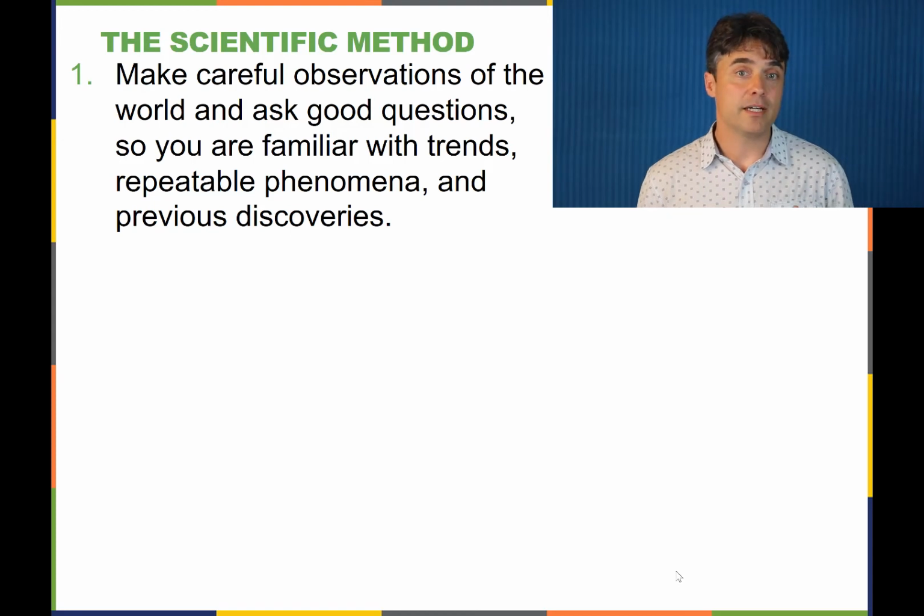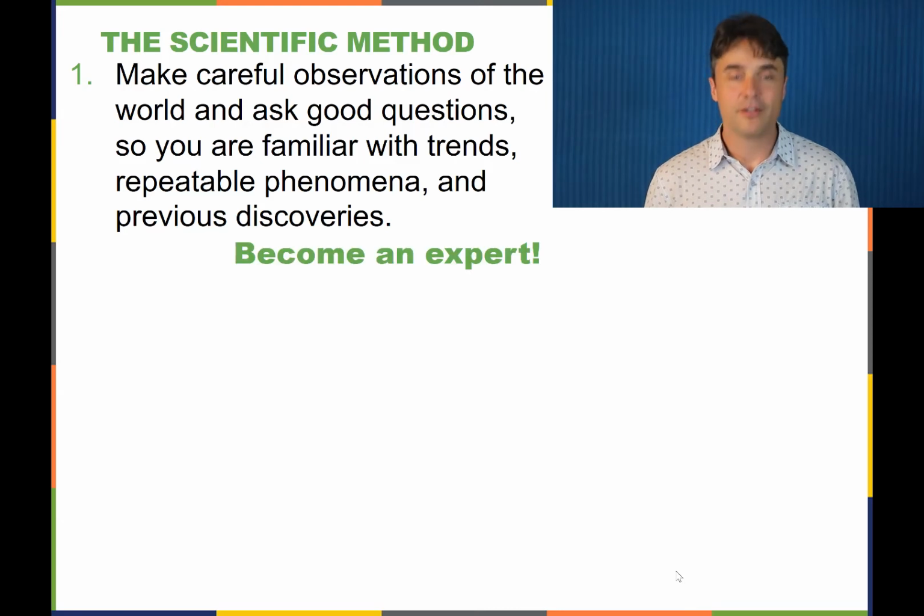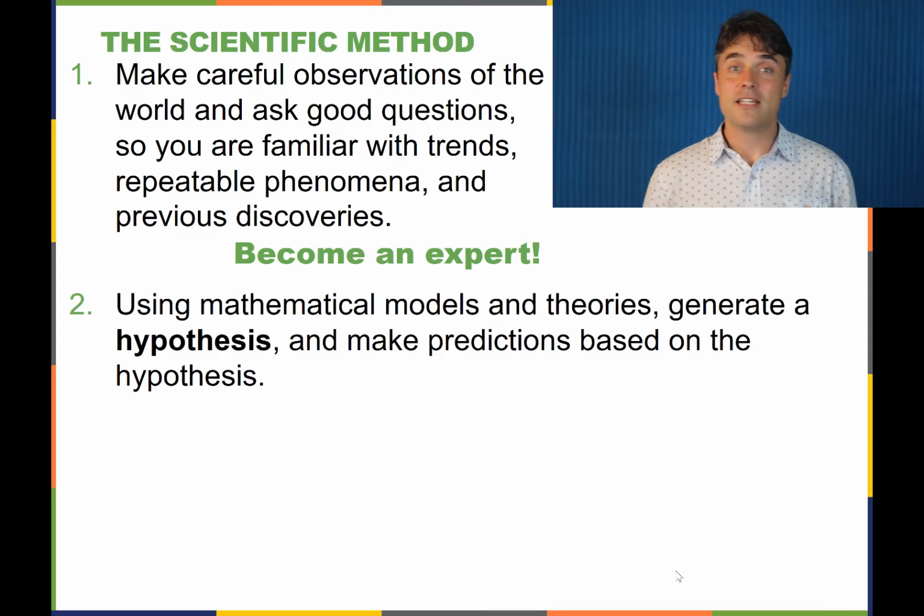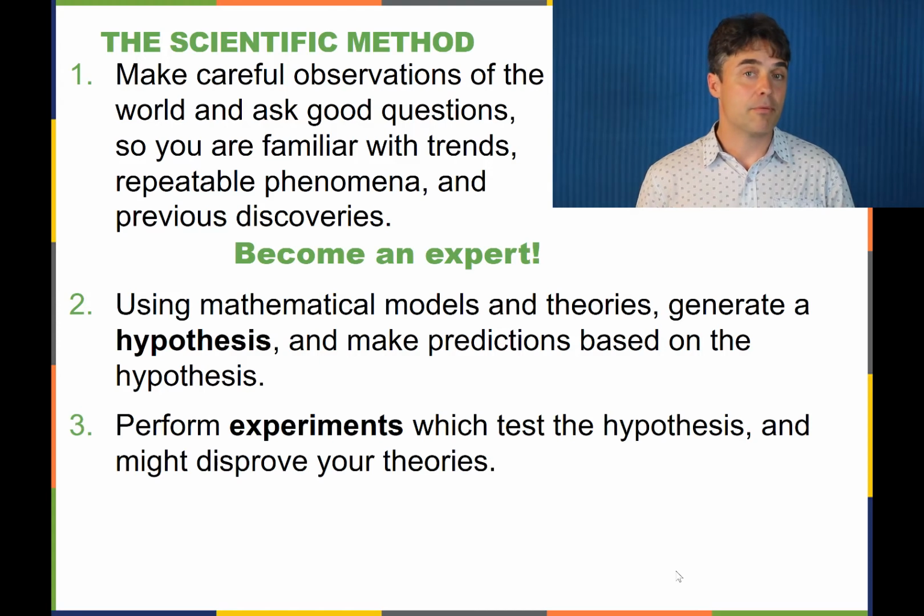Step 1 is you make careful observations of the world and ask good questions so you are familiar with trends, repeatable phenomena, and previous discoveries. Basically, you become an expert on something by really looking at it a lot. Step 2 is you generate a hypothesis and make predictions based on the hypothesis. For this step, you might have to use mathematical models, cartoon pictures like that drawing of an atom, etc., to really describe your hypothesis. Step 3 is you perform experiments, which test the hypothesis and might disprove your theories.